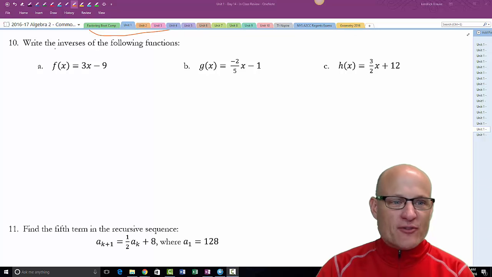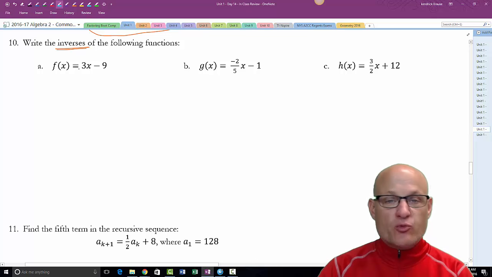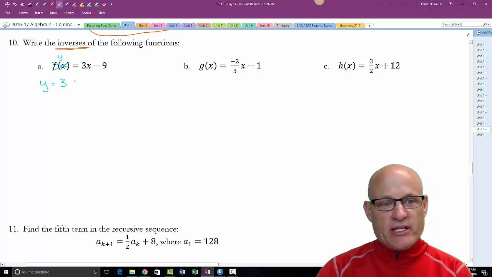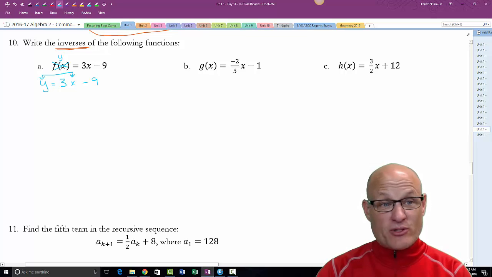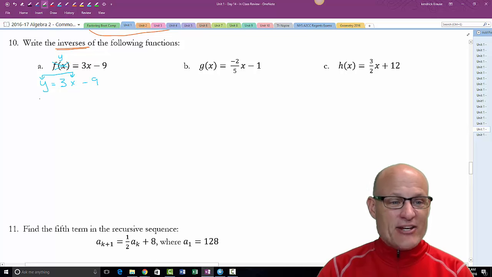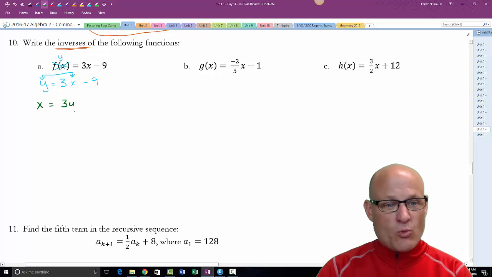Okay, we're going to find inverses. Now, if you remember correctly, finding an inverse means we're going to switch. Step one is to switch the x and y. So we're going to replace this with a y. So this is really y equals 3x minus 9. We're going to switch these. Remember, it's just the letters, the variables that you're switching, not the numbers with them. So this becomes x equals 3y minus 9.